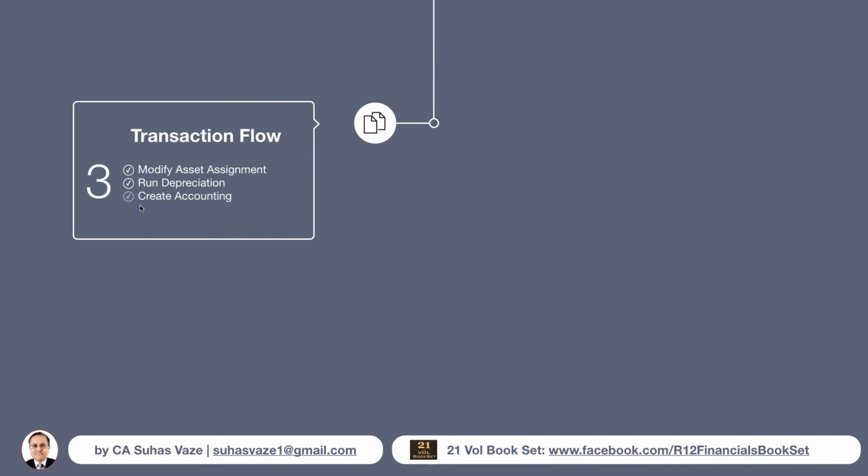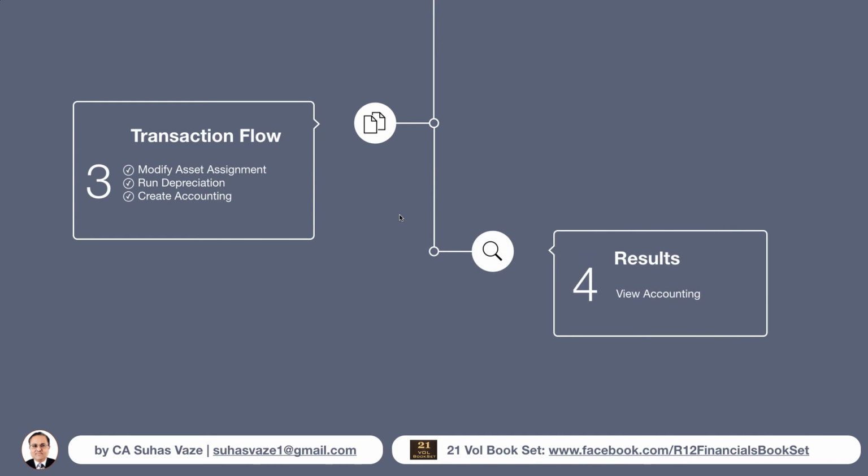So we created the accounting, and we have also seen the results, view accounting, and how the intercompany transaction has been recorded automatically by Oracle Assets and General Ledger. For this demonstration, we have used OS X El Capitan, Windows 10, Oracle Enterprise Linux, and Oracle 12.2.4.